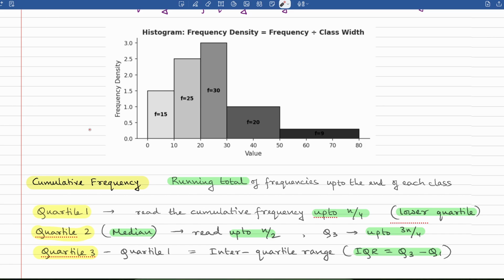Now you have 3 points, one at half, which is the median, one at 1/4, which is Q1, and one at 3/4, which is Q3. So quartile 2 is also the median value. For quartile 3, you use it up to 3n/4, and for quartile 1, you use it up to n/4.